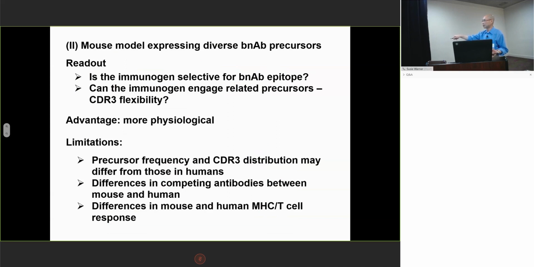And of course, we're not doing anything for the T cell arm. So the MHC and T cell repertoire is completely different. No matter what you do, a mouse cannot substitute for a human. So I guess if your immunogen is promising enough in this kind of mouse model, it's probably time to move into NHP or clinical trial.